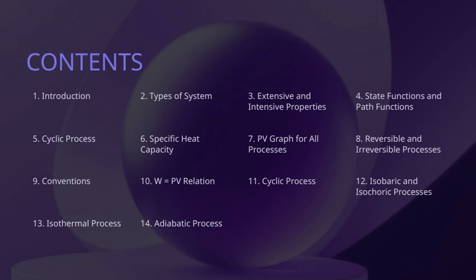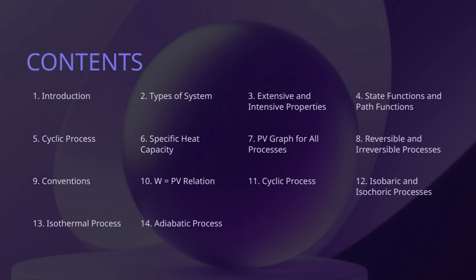State functions, such as pressure, temperature, and internal energy, depend only on the current state of the system, not how it got there. Path functions, like work and heat, depend on the process path taken to reach that state. Then there's the cyclic process, which describes a system returning to its original state after a series of changes. This is fundamental in engines and other devices that perform continuous work.